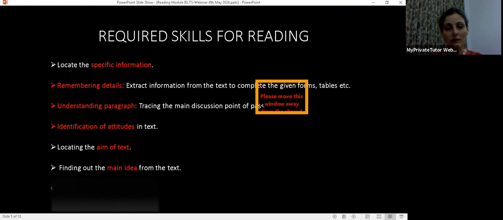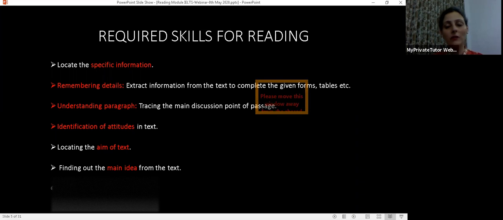Understanding the paragraph, tracing the main discussion point of the passage. Yes, if you are reading something, you should understand it: what information the passage is giving you. Then identification of attitudes in the text. What do attitudes mean? What the writer or the author is giving you as information, what his views and claims are. So you should know who is saying what. You have to understand that first.